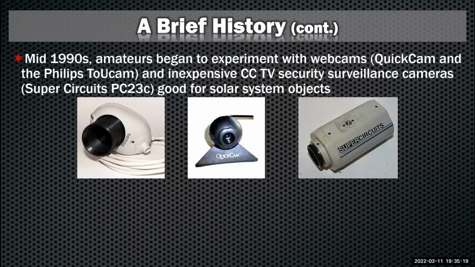So as we continue, in the mid 90s, a lot of amateurs began to experiment with webcams, things like the QuickCam or the Philips 2Cam, as well as some inexpensive CCD security surveillance cameras. Specifically, one that folks might remember is something called the Super Circuits PC23C. It was predominantly only good for solar system objects. And what we mean by that is very bright objects.